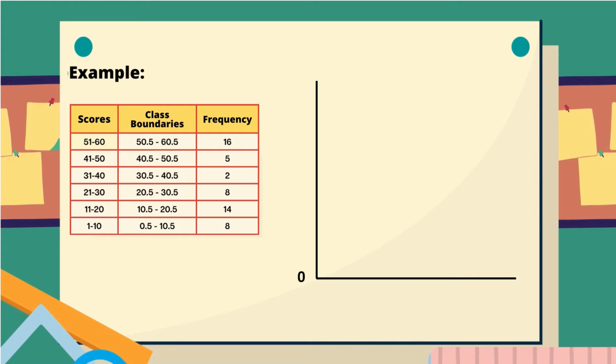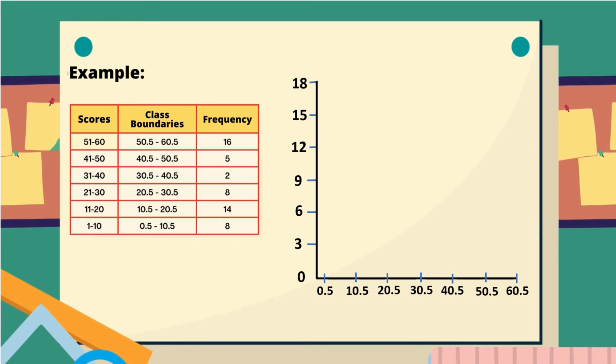Along the horizontal axis, choose the uniform width of bars and write the class boundaries. We have 0.5, 10.5, 20.5, 30.5, 40.5, 50.5, and 60.5. Along the vertical axis, choose the suitable scale in order to determine the heights of the bars for the given values. Frequency is taken along y-axis. We can use the scale 0, 3, 6, 9, 12, 15, and 18 to determine the heights of the bars. Lastly, draw the bars according to the given data.